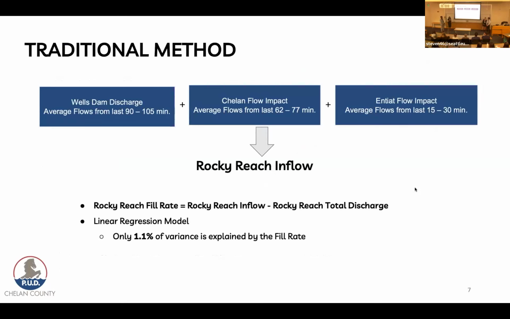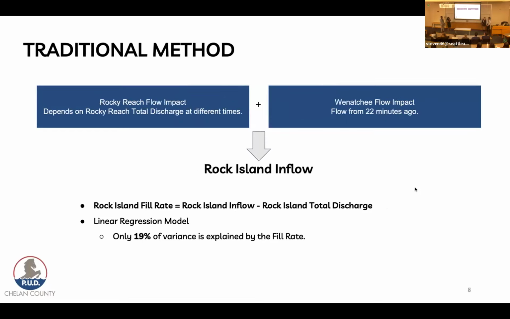Traditionally, Rocky Reach inflow is calculated by adding the averages of its upstreams. For example, Wells Dam discharge takes 90 to 105 minutes to reach Rocky Reach. So averaging in that time period and adding it with other upstream sources gives the inflow. Then fill rate is calculated by subtracting the discharge from this inflow. And modeling this fill rate explains only 1.1% of variance in our headwaters. And a similar approach is used for Rock Island to calculate the fill rate, and modeling in a linear model explains only 19% of variance.